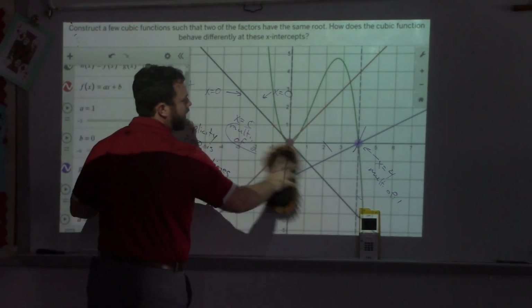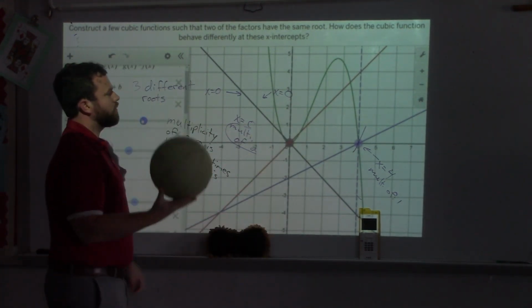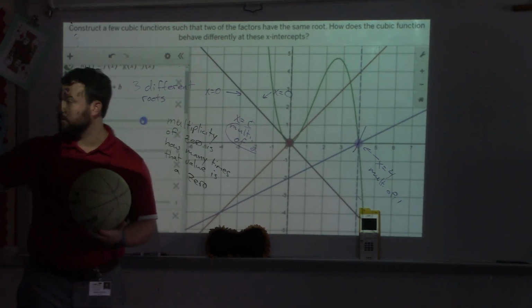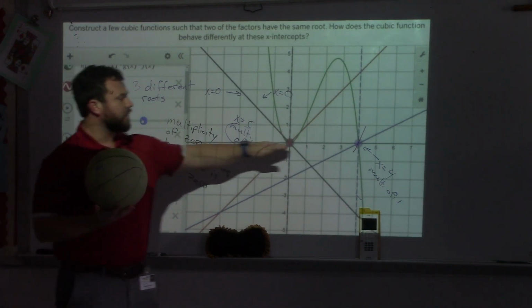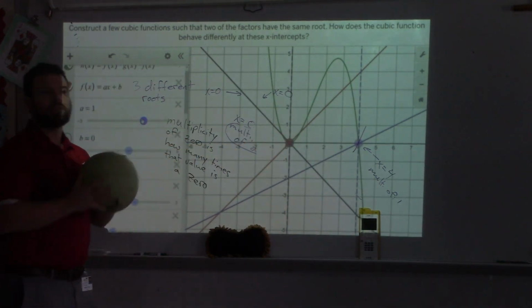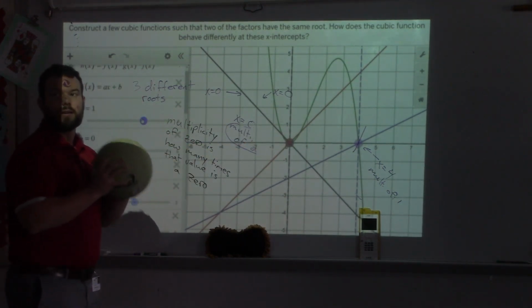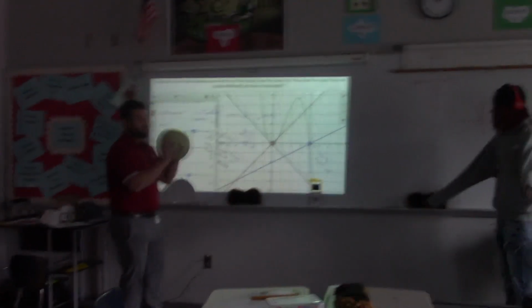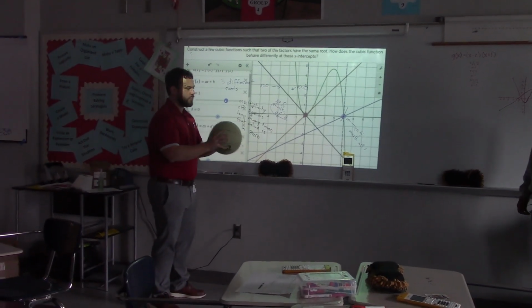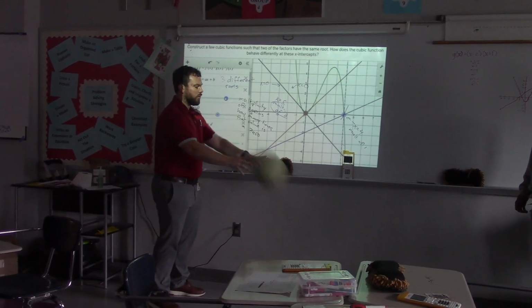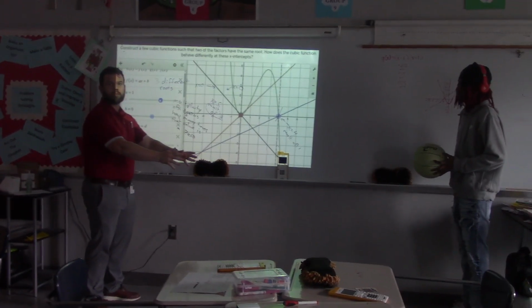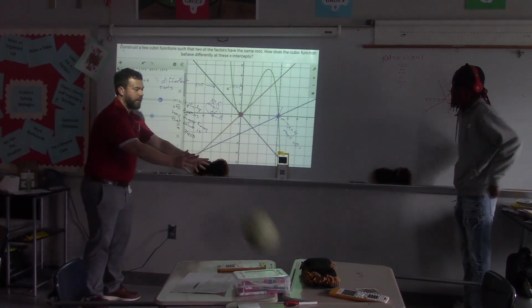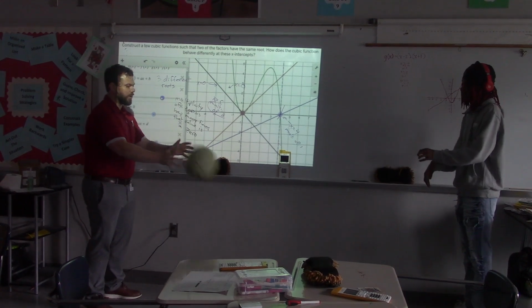So, how about this? I want you to think about this as if this was a basketball. Let's pretend this x-axis is the floor. When I bounce this basketball, or I throw it to him, when it touches the floor, what's it doing? It goes down, it bounces, and then what? It goes up. It comes back up.